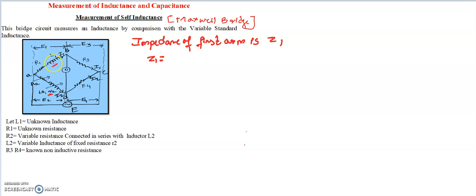We need to represent the inductance in terms of its inductive reactance. So R1 plus the inductive reactance of the first inductance, which is j omega L1, where omega equals 2 pi f, or you can write j XL. In terms of omega, Z1 equals R1 plus j omega L1. This is the value of the first impedance.